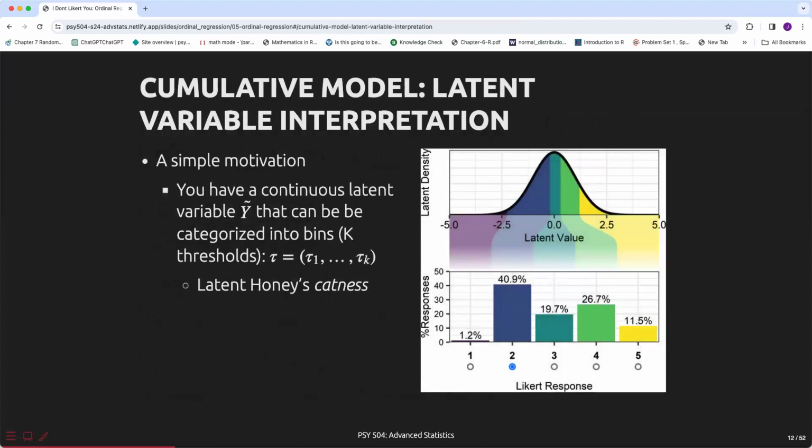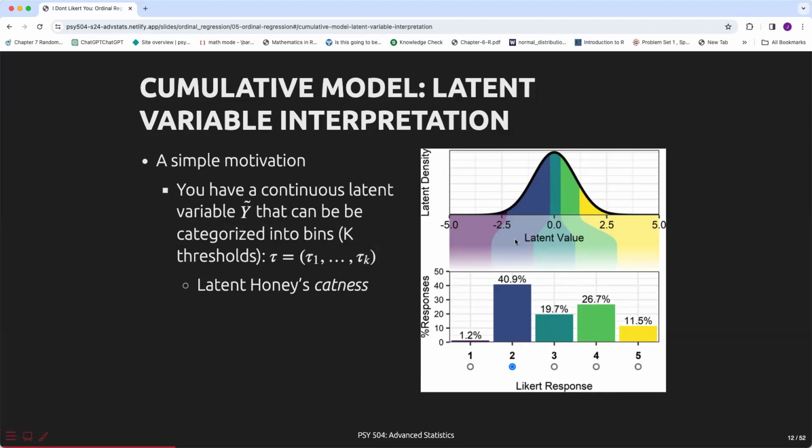As Faustine talked about, the cumulative model is based on the assumption that we can take these observed values, these observed responses, right, our Likert scale items, 1, 2, 3, 4, 5, and we can map them onto some continuous latent variable, a y star or y tilde, right? In our case, with the dog Honey, we can talk about this in terms of Honey's catness, right? How cat-like is Honey? And I think it's a tenable assumption that what we want to get from these ordered values, from this Likert scale item, is how cat-like Honey is, right?